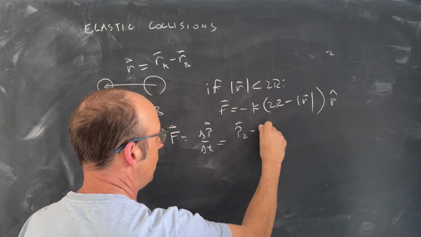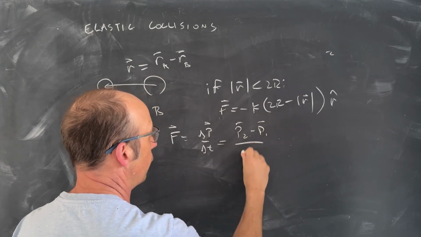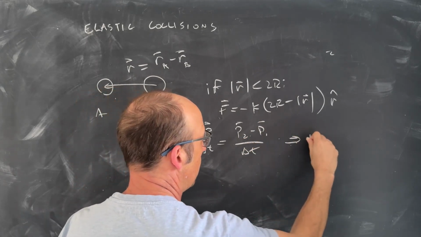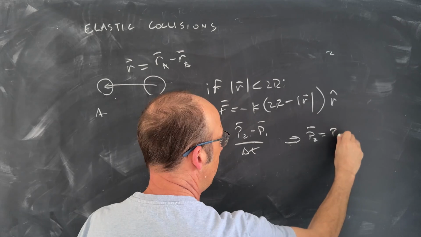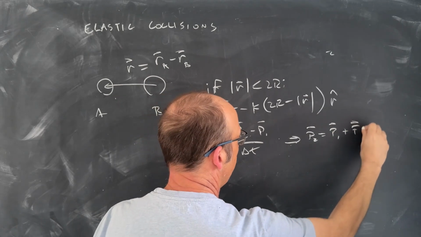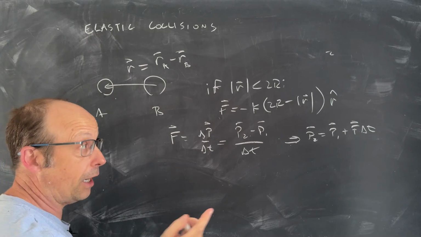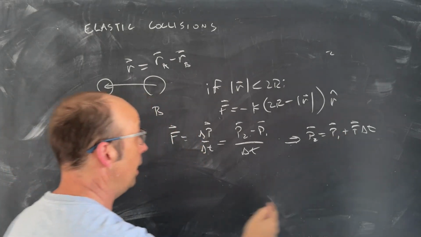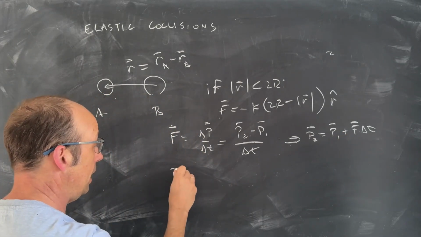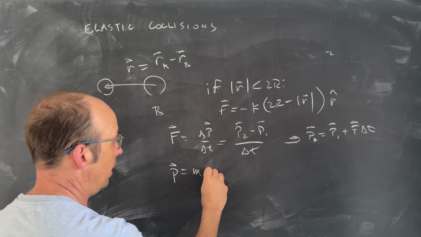P2 minus P1, this is for either particle, over delta T. So that gives me P2 equals P1 plus F delta T. Now, for the other object, it has the same force but in the opposite direction, so it's going to have a negative sign.